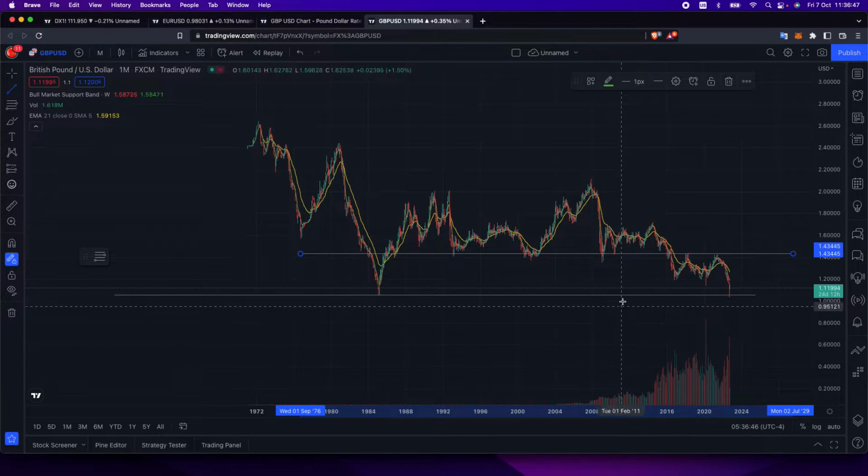So you can see that the pound here, this was a huge level of support from basically when 86. This was a massive level of support, and we lost this in 2016, and then it became resistance again, and now we're making lower lows. This was the low in 85, and it looks like we're going to continue going even lower, and it'll probably reach dollar parity as well.